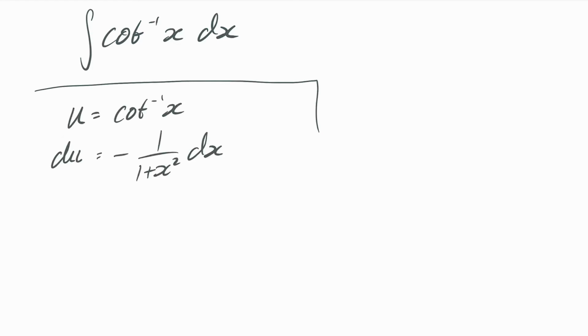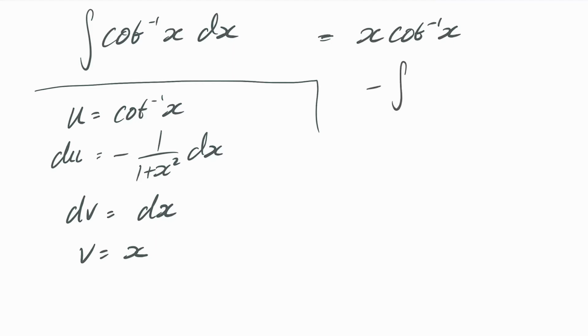So du, and we let dv equal just dx, so that v is x. And now what's going to happen here is when I use the integration by parts formula, I've got u times v, x times cot⁻¹ x, minus the integral of v du. So that's x over 1 plus x squared, and the minus becomes plus.